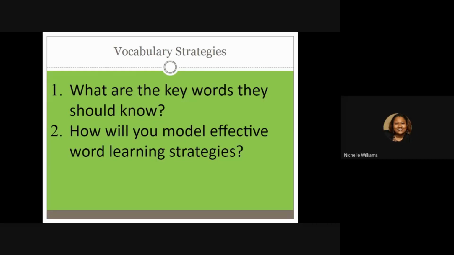So when you look at the vocabulary, once you've identified it, you have the key words they should know. Now you have to ask yourself, how am I going to model those effective word learning strategies for my students? And what will I have them do in order to learn this key vocabulary?